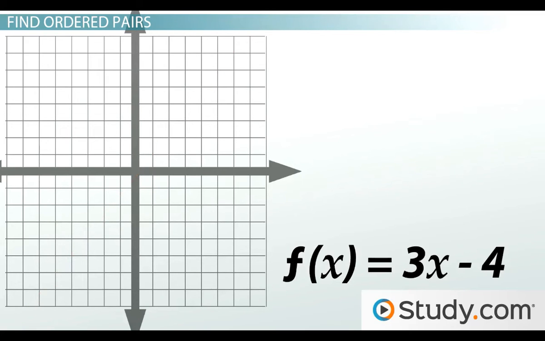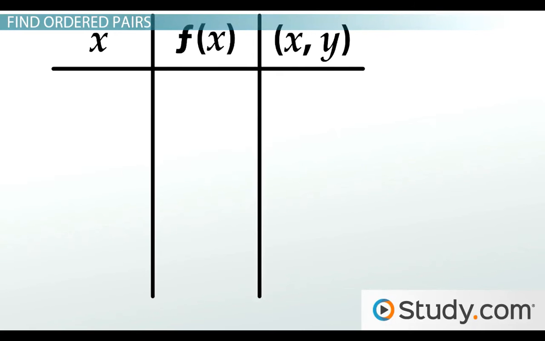We're just going to fill in this chart. In the x column, let's pick some numbers. It doesn't matter too much what we pick, but we want to make sure that if this line curves, we check enough numbers to notice that. Let's use -1, 0, 1, and 2. To find the ordered pairs, we plug our x values into the function.